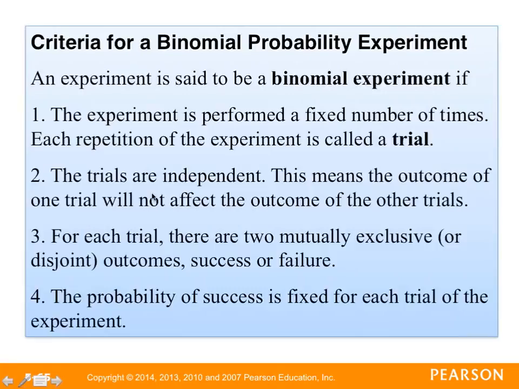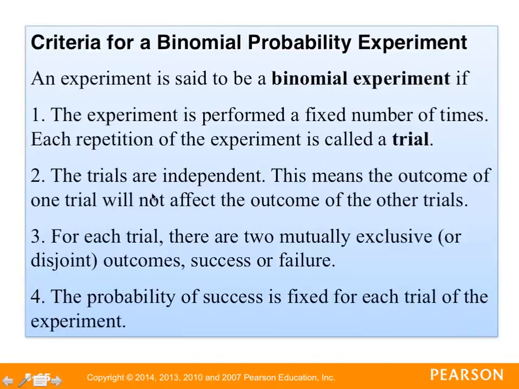We also talked about binomial probability experiments. It's really important that you remember what makes something binomial. So there are a few things that have to be true. First of all, the experiment has to be performed a fixed number of times. Each repetition we refer to as a trial. The trials have to be independent, so it means that the outcome of one trial has absolutely nothing to do with the outcome of another trial.